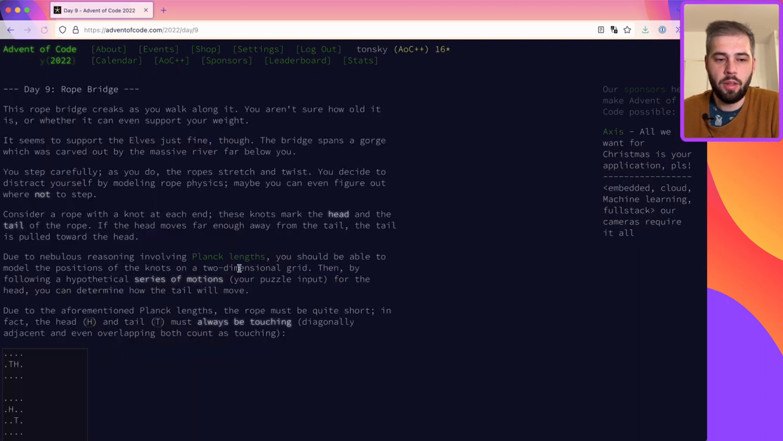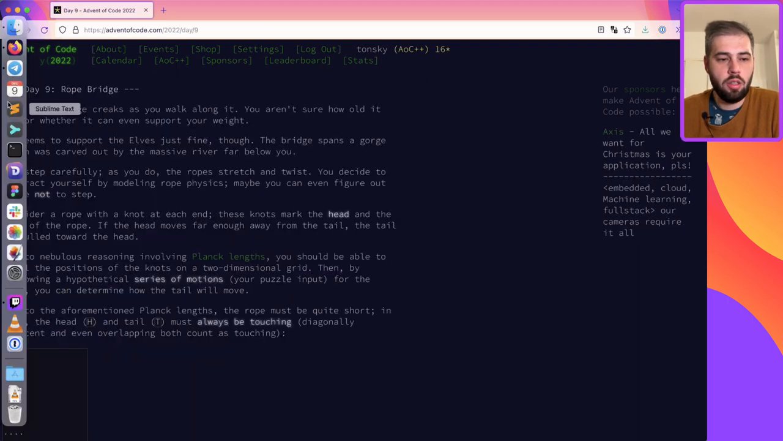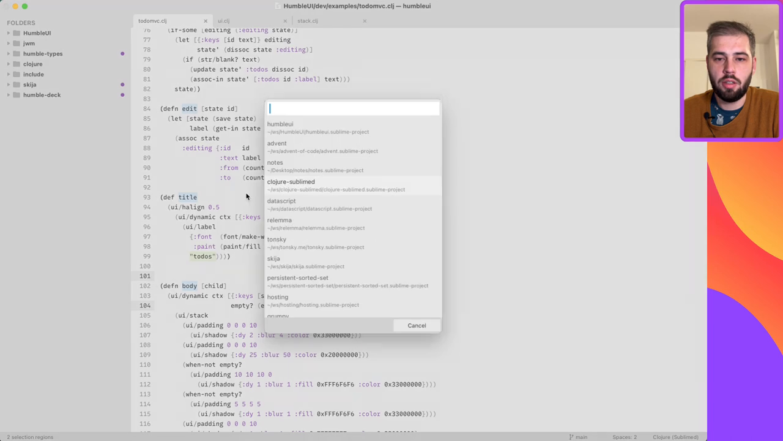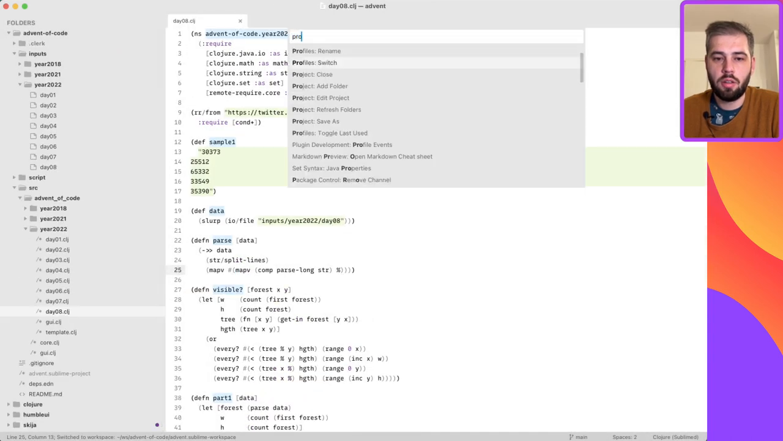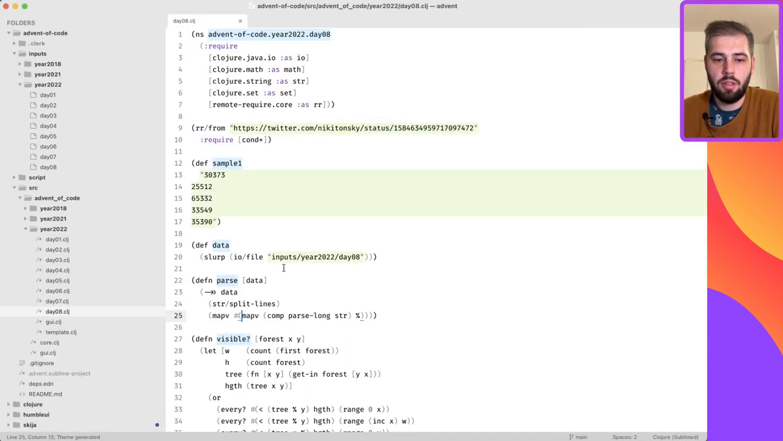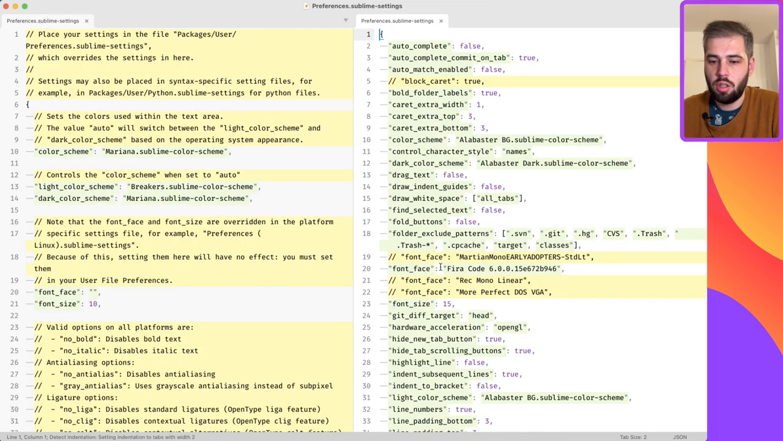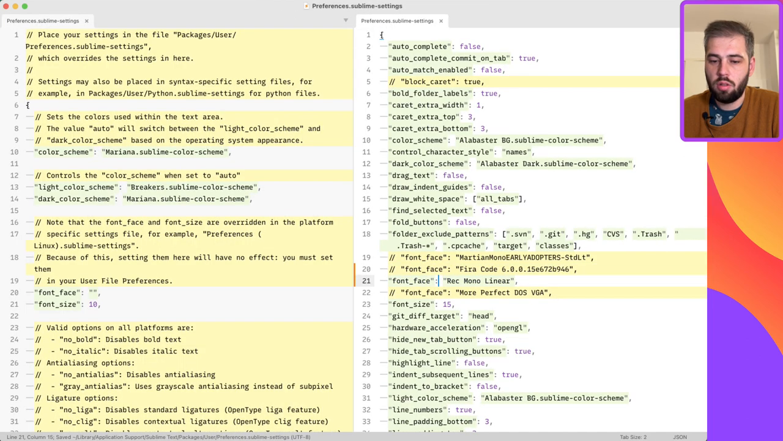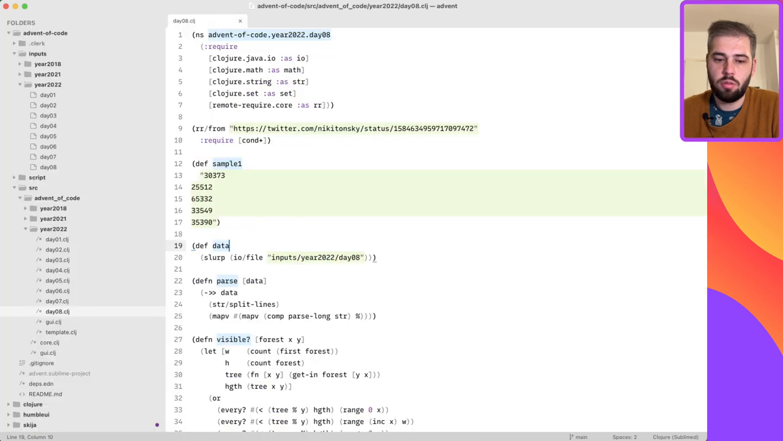But let's start. Rope Bridge. I didn't even configure everything. Profile, Twitch. I do want this one for today.